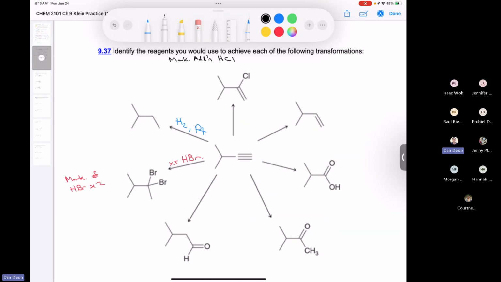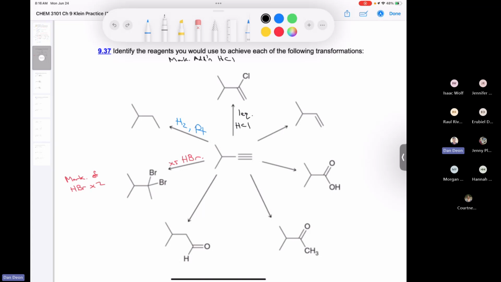But you see that it only added once. And so instead of writing excess like we did in this one, we would specifically say 1 equivalent of HCl. So what it means, 1 equivalent, is if you have 1 mole of this, you react it with 1 mole of HCl, right? If you have half a mole of the alkyne, you react it with half a mole of HCl.